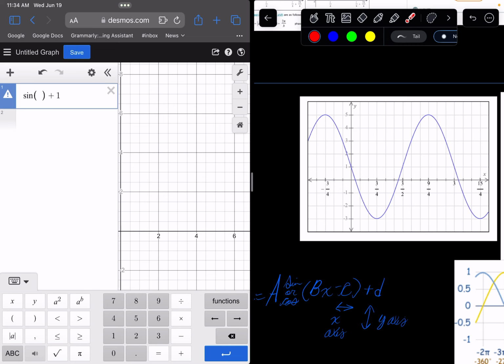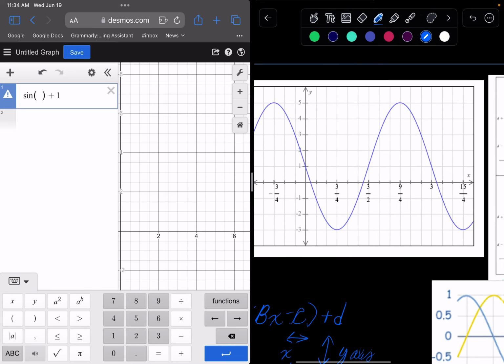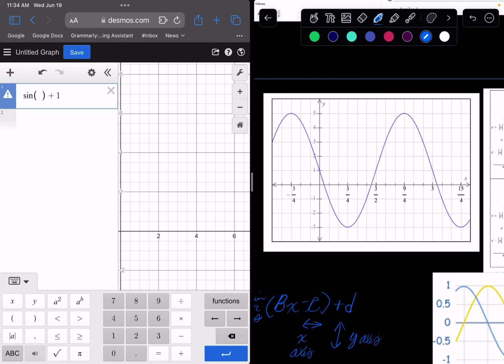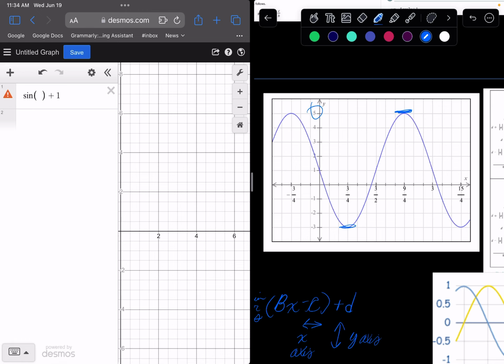Now let's find the amplitude. So for the amplitude, there's two ways you could kind of find it. We look at the maximum, that's 5, and we look at the minimum, which is 3. We just kind of ignore the negative. And 3 plus 5, that's 8. And then to get the amplitude, you divide it by 2. So 8 divided by 2, the amplitude would be 4.